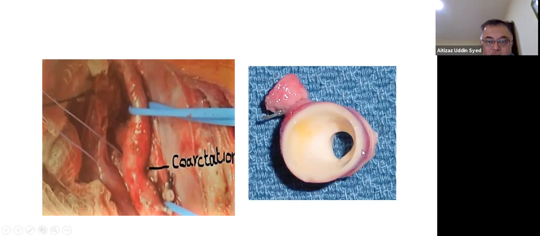So when we look at the cut specimen, this is the dilated part, which is the descending aorta. And you can see a nice shelf in there. And this is the ductus ligated. So that's how it looks.